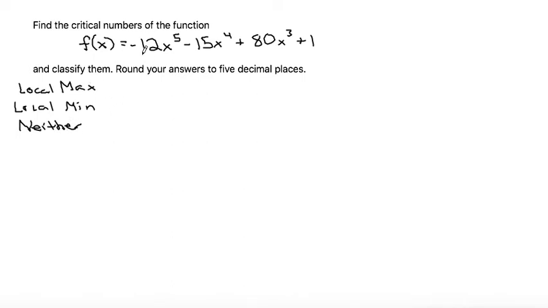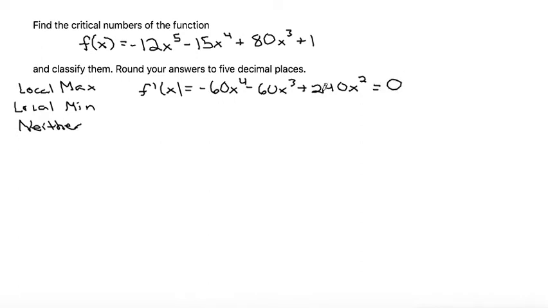So the first thing that we need to do to find the critical numbers is to take the derivative. The derivative, using the power rule, would be equal to negative 60x to the power of 4 minus 15 times 4 is 60 as well, x to the power of 3 plus 3 times 80 would be 240 x to the power of 2, and then the derivative of 1 would go to 0.